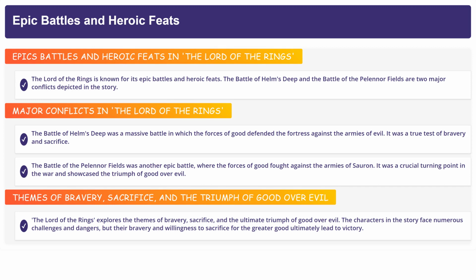The Battle of the Pelennor Fields was a crucial turning point in the war, where the forces of good triumphed over the armies of Sauron. The Lord of the Rings explores the themes of bravery, sacrifice, and the triumph of good over evil, as the characters face numerous challenges and dangers, but ultimately emerge victorious.